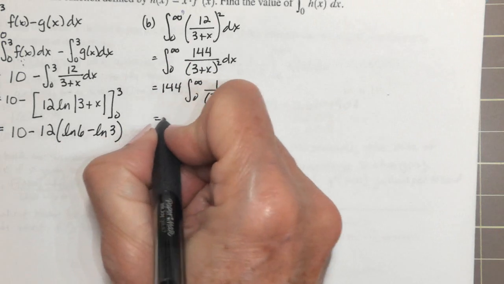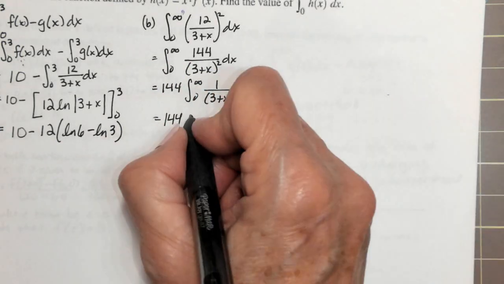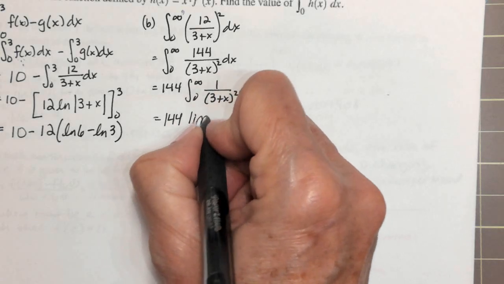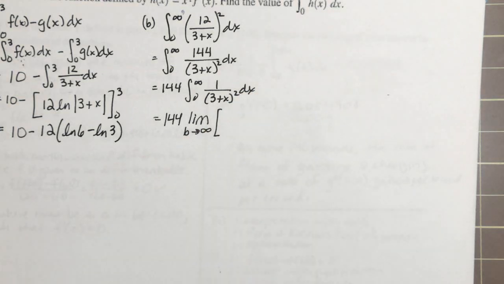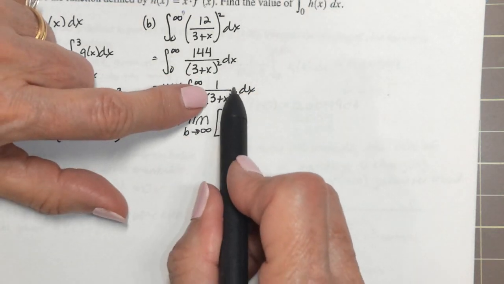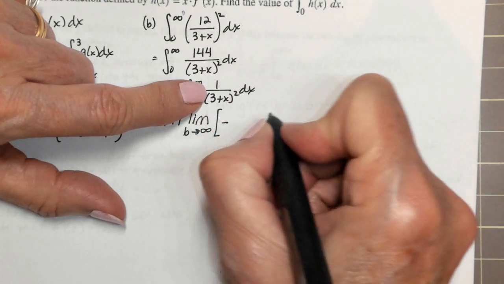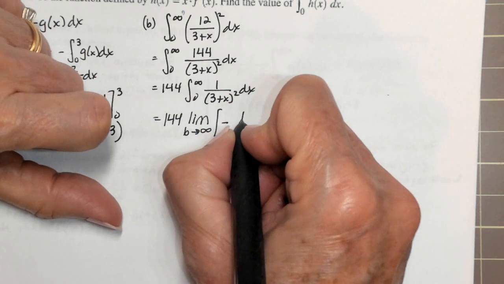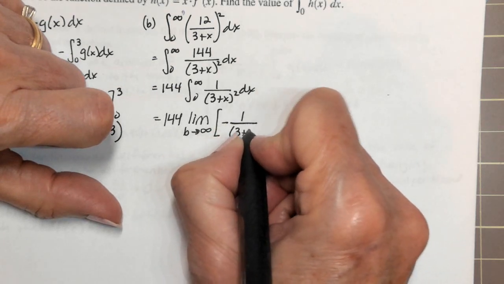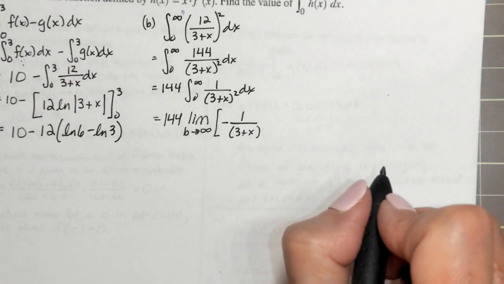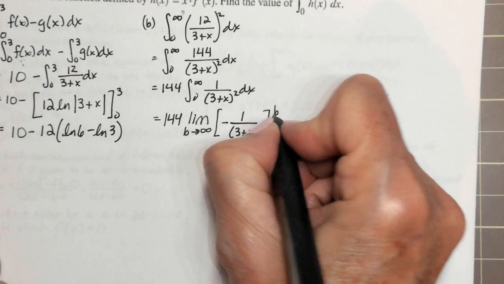And I'm going to get, okay, 144. I'm doing the antiderivative now, so I must write limit at this point. B is going to infinity. Okay, that's going to be u to the negative 2, so negative u to the negative 1, which is negative 1 over u, or negative 1 over 3 plus x, from 0 to b.